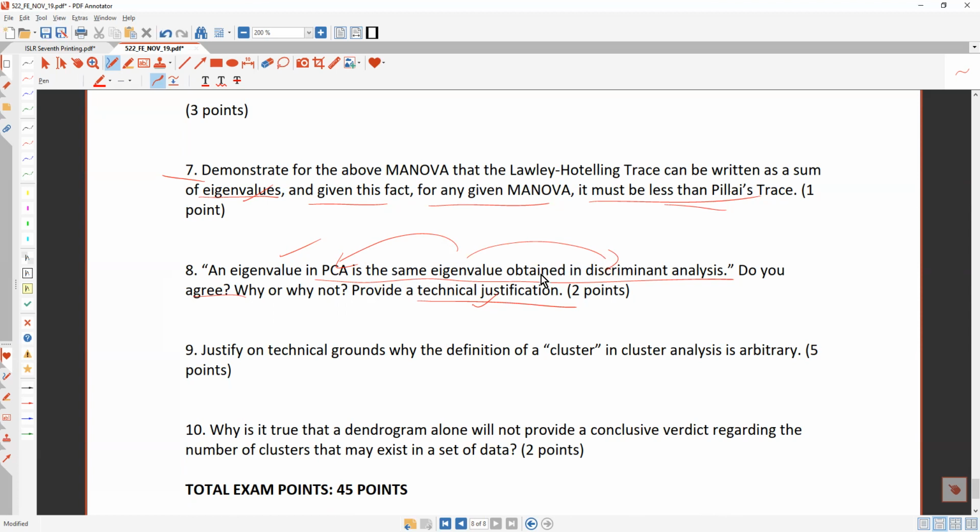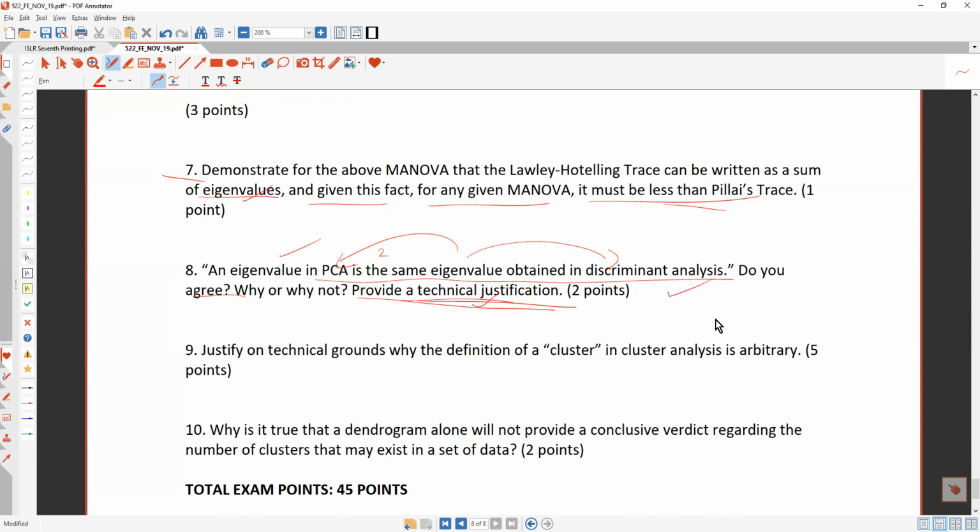And by that, we don't mean the same number. We don't mean, yeah, this is a 2 and this is a 2. We mean, is it the same thing? Is it based on the same thing? Provide the technical justification. So your technical justification would be something like this. The eigenvalue in PCA is based on, the eigenvalue in discrim is based on, and provide that technical justification.